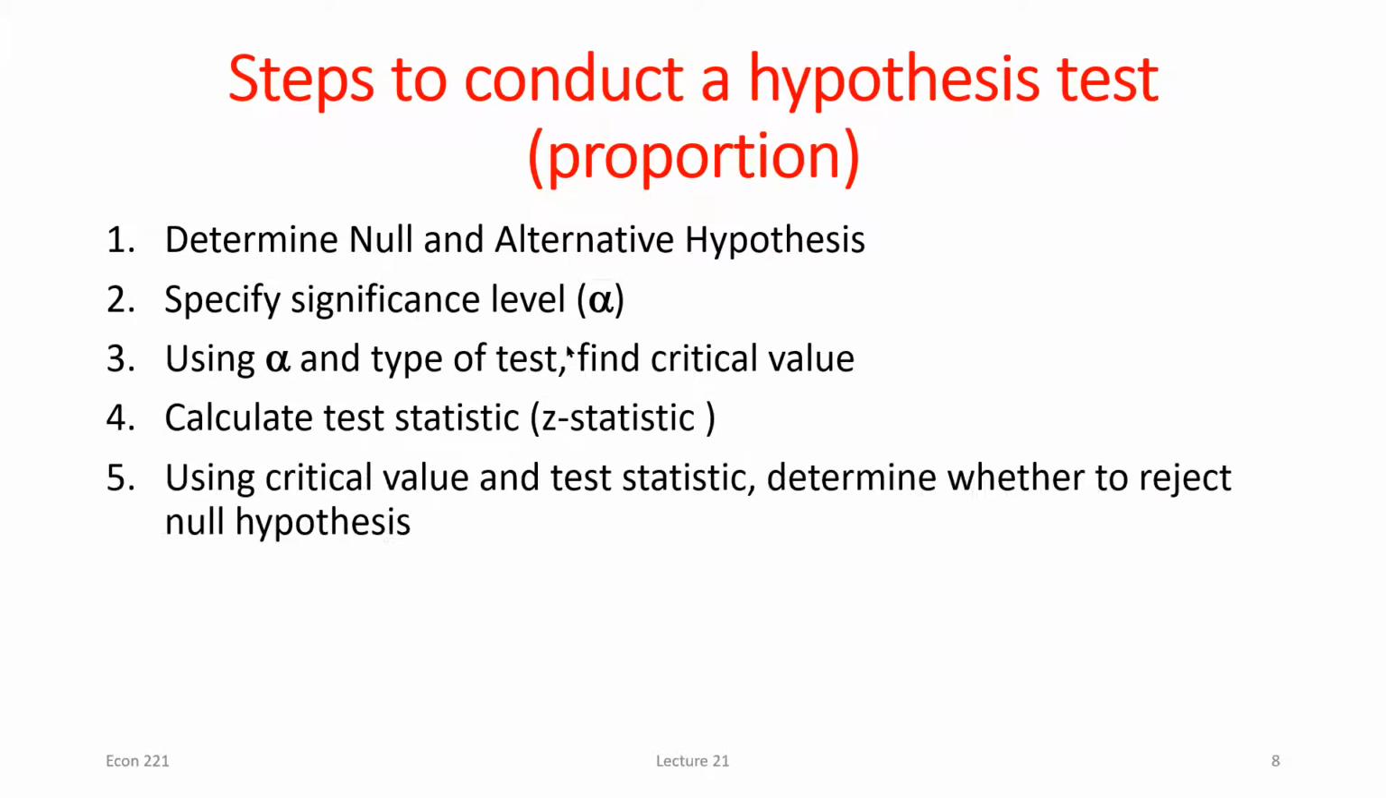All the steps are exactly the same as when we're looking for the difference in sample means. We still use the standard normal distribution. We look up critical values the same way. We look up p-values the same way. Nothing changes there, okay? The only thing that changes is that test statistic equation.